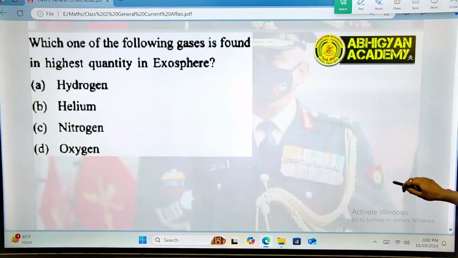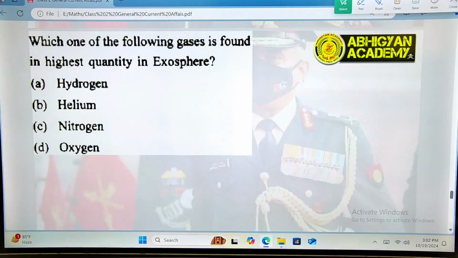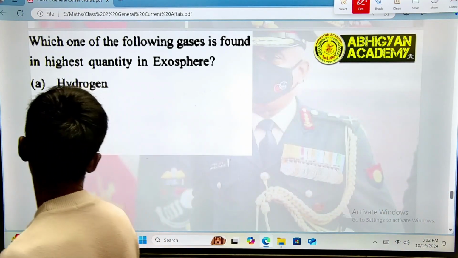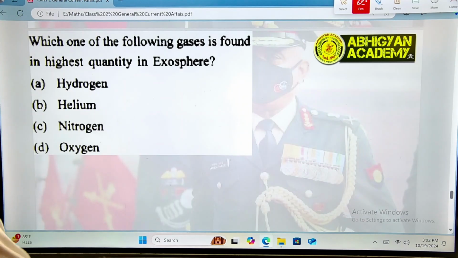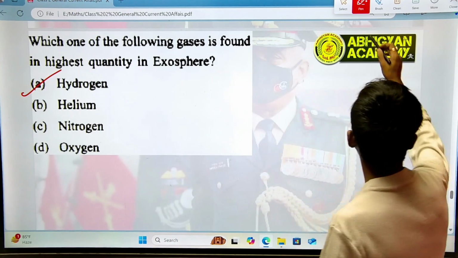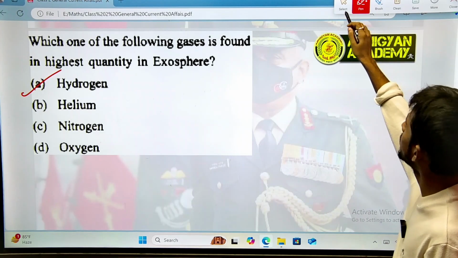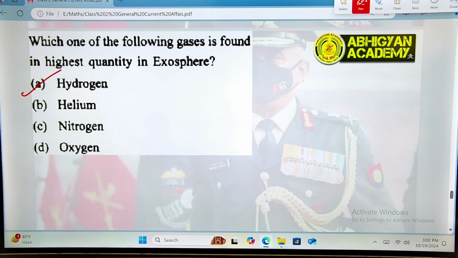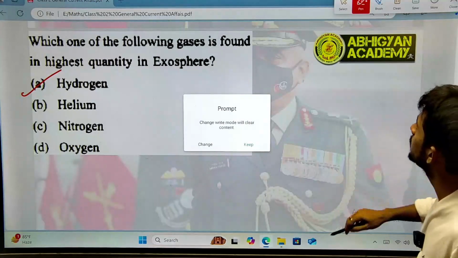Now let's briefly discuss some PYQs that came from this concept. Which one of the following gases is found in the highest quantity in the exosphere? It is obviously hydrogen. We know that in the sun there is a reaction of hydrogen and helium. The exosphere is closer to the sun's radiation, so hydrogen is present in the maximum percentage in the exosphere. This is the first question.